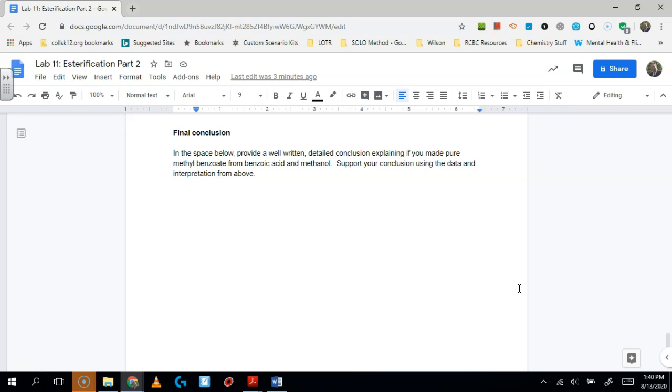And you can also back it up with index of refraction data, and then you should also make some sort of comment about the percent yield. So that's a lot, but again, it's about writing good conclusions and improving your conclusion writing. So that is what you're going to be doing for the second part of the Esterification lab.